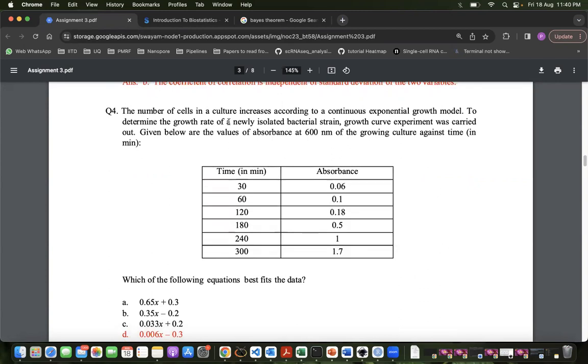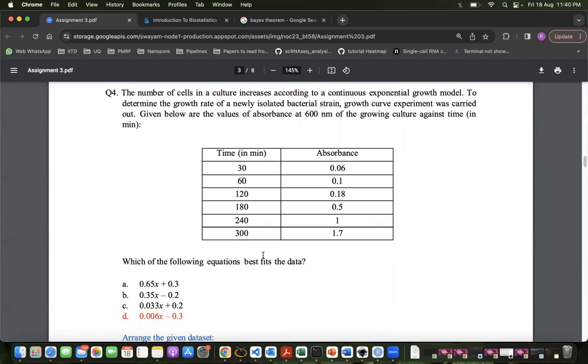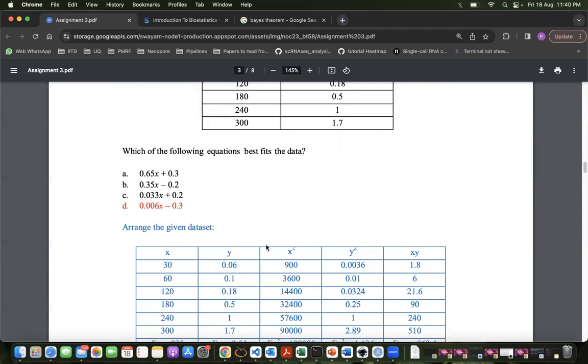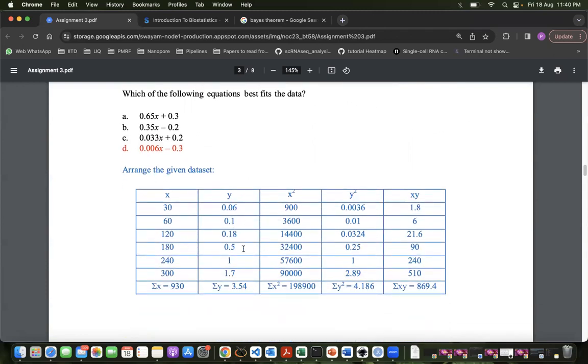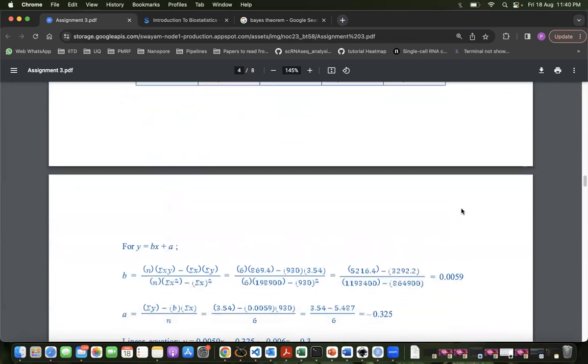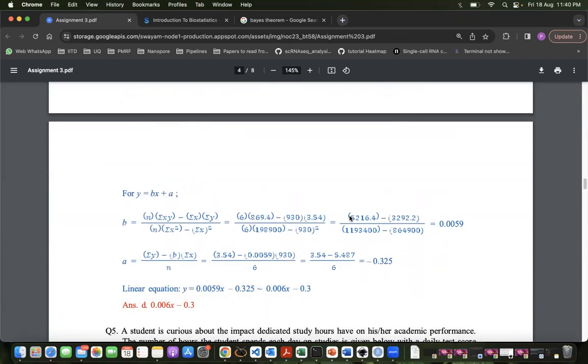So the number of cells in a culture increases according to the exponential model. To determine the growth of this, a growth curve experiment was carried out. At different time points, the absorbance values were taken. Which equation best fits the data, right? So you have to go into the linear regression part. You have x, y, and you calculate all these values. You remember this slightly lengthy derivation, but basically this is the linear model you are using, and you would like to find the values of b and a. They are your unknowns here.